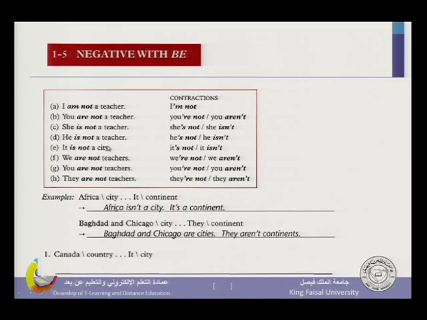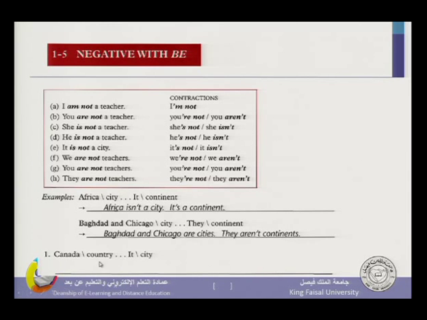We talked about this before. It's a continent. Baghdad and Chicago, cities. Instead of Baghdad and Chicago we use they, right? So Baghdad and Chicago, they are plural, so they are cities. Full stop, a new sentence. Instead of using Baghdad and Chicago again, we can use they. They aren't continents.